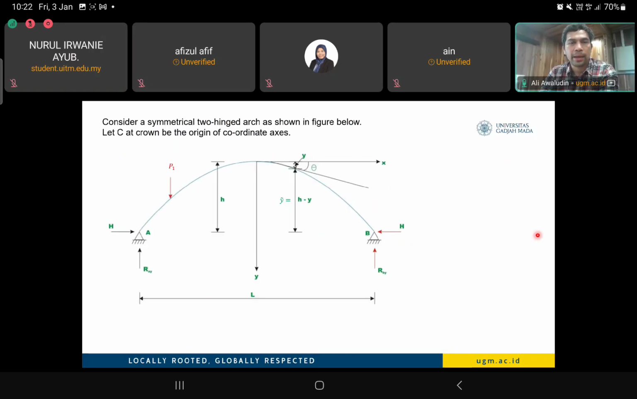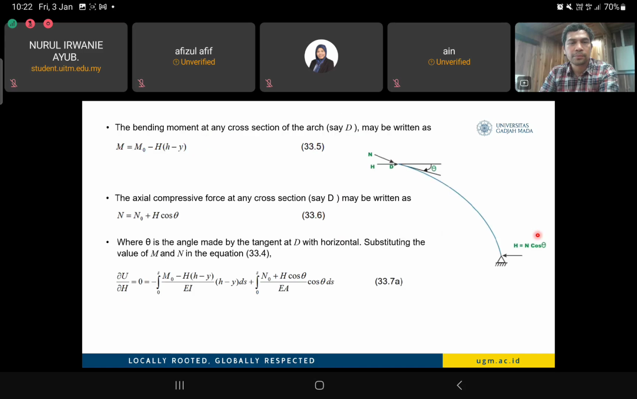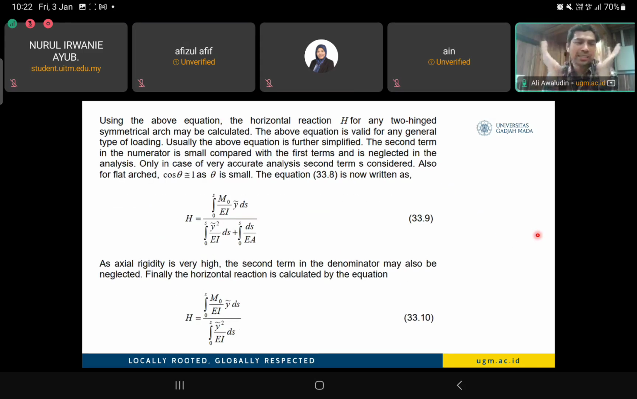Okay, this one. Yeah, the formulation is the same. The formulation is the same. It's just not so easy when you are determining the function of M in the equation.